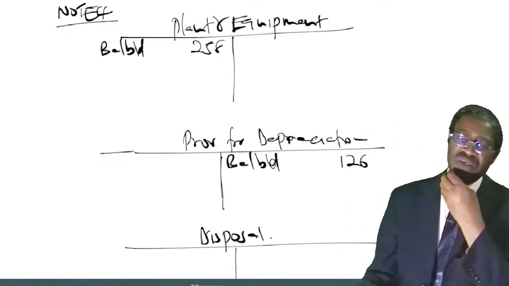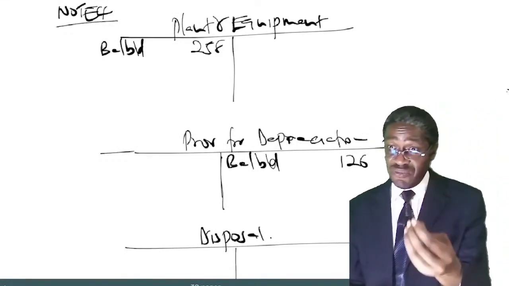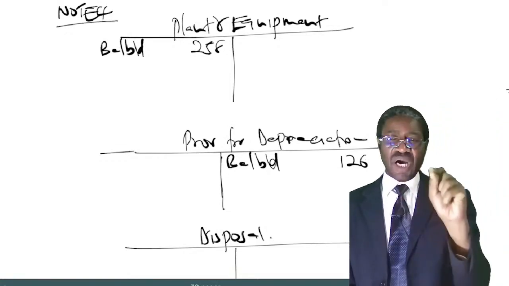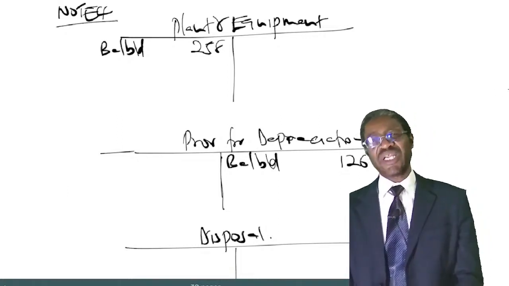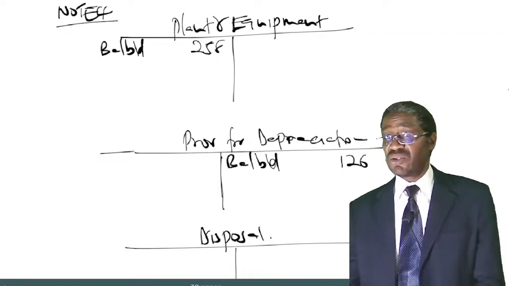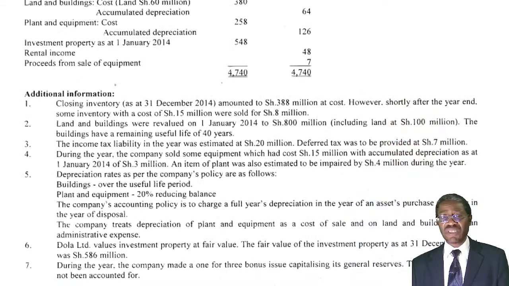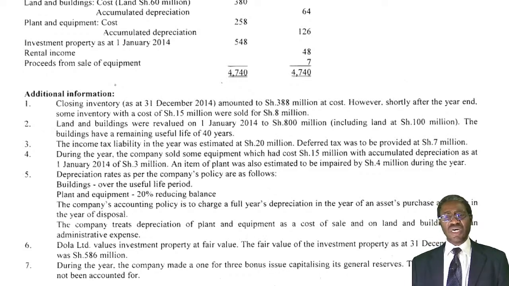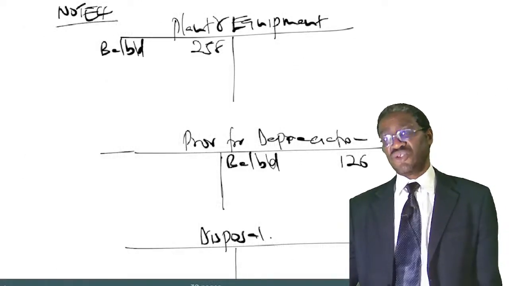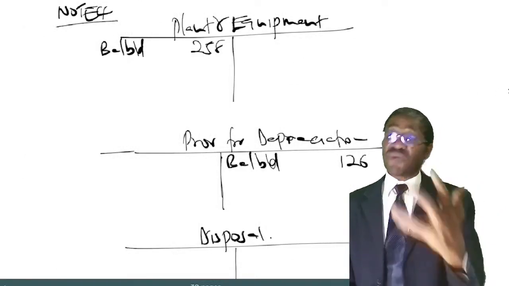So we go back now to the additional information. I already know the figures. They have told us, note number 4, a plant with a cost of 15 million was disposed. It had an accumulated depreciation of 3 million. Let me confirm that. Yes. Note number 4 says, during the year, the company sold an equipment which had cost 15 million with an accumulated depreciation of 3 million on 1st January 2014.